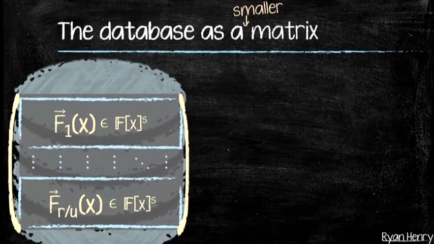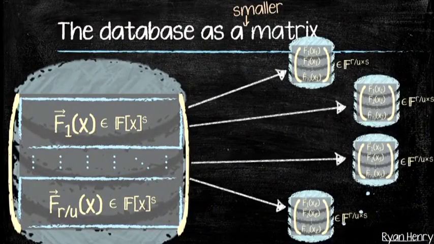Then we're going to take these polynomials, these vectors of polynomials, or I guess matrices of polynomials, and we're going to give evaluations to each server. So now each server, rather than holding a database of dimensions R by S, holds a database of dimensions R over U by S. So they're holding a factor U less data than they were before. And the user can query these databases in pretty much the exact same way they were querying before.